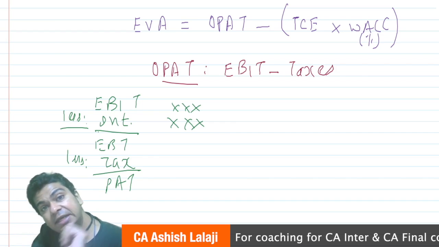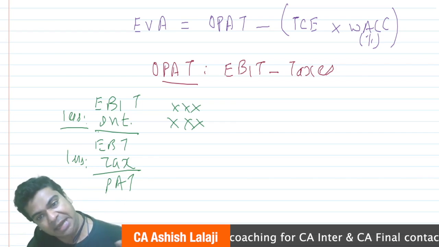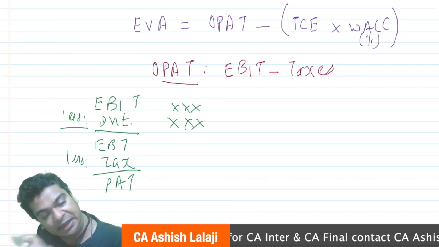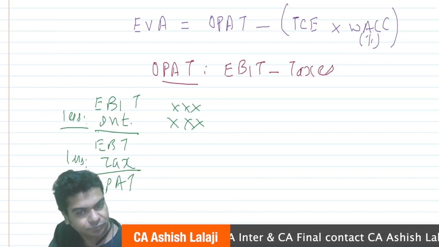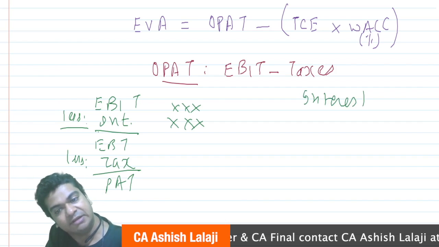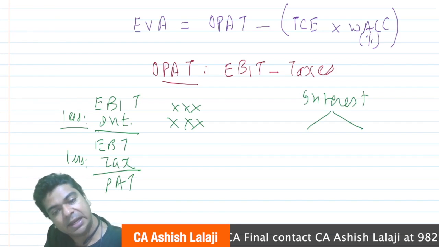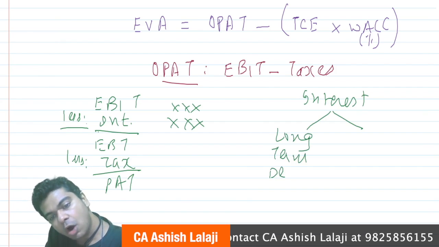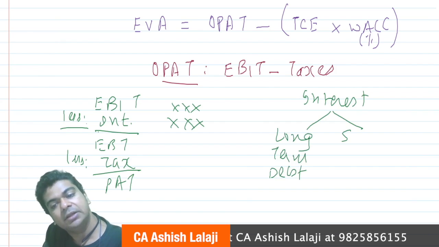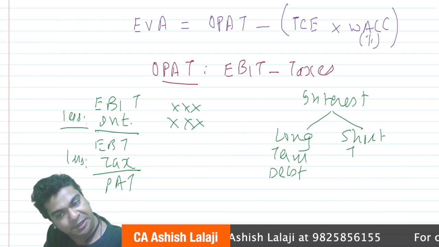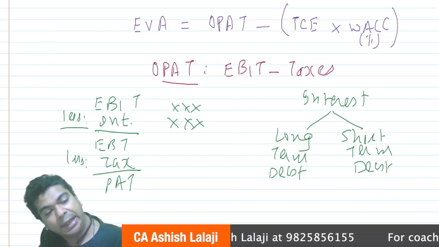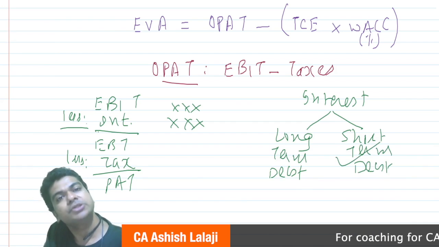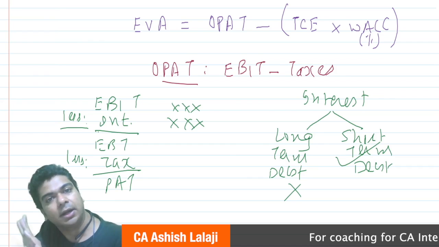Here I am not deducting the interest. I am taking EBIT and directly deducting the tax. So what should be the treatment of interest? Please understand this point really well. Interest will be classified into two categories. One is interest on long-term debt. Another is interest on short-term debt. Interest on short-term debt will be deducted. Interest on long-term debt will not be deducted.